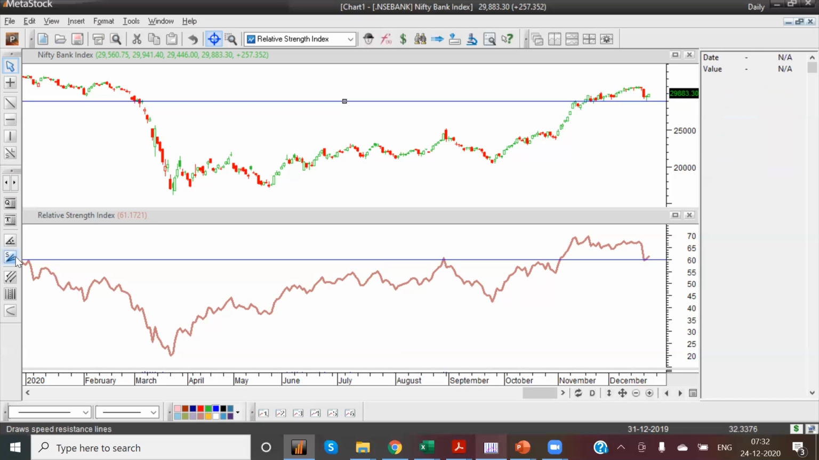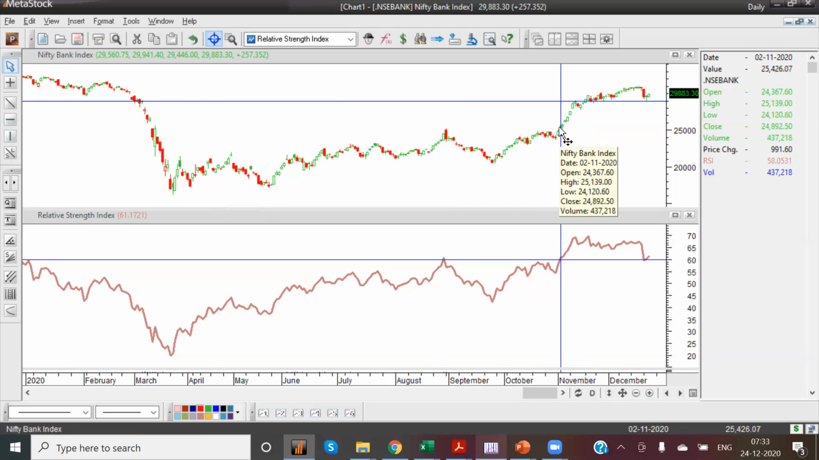From the start of 2020, the RSI was trading below this blue resistance trend line, which we'll call the 60 trend line, for the last 10-11 months. End of October and start of November is where you saw the RSI break past this mark for the first time. The moment we saw the RSI break past, the Bank Nifty was just at 24,800, 24,500. From here on, we saw a completely different pace of move on Bank Nifty. That's the importance of RSI.